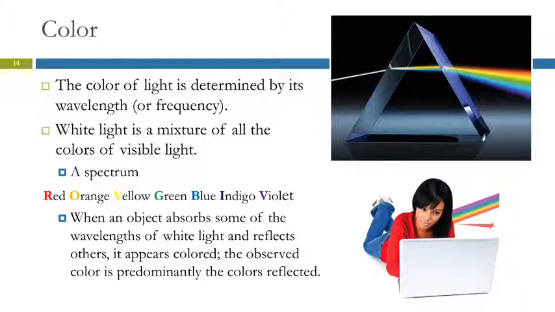The color of light is determined by its wavelength, or you could say it's determined by its frequency because they are related to each other. White light is a mixture of all the colors of visible light. It contains all the different wavelengths of light. When you pass white light through a prism, it separates the light by wavelength. As the light passes through this crystal, for lack of a better word, the light is bent differently based on what its wavelength is. It interacts differently with the crystal, and so it gets separated.